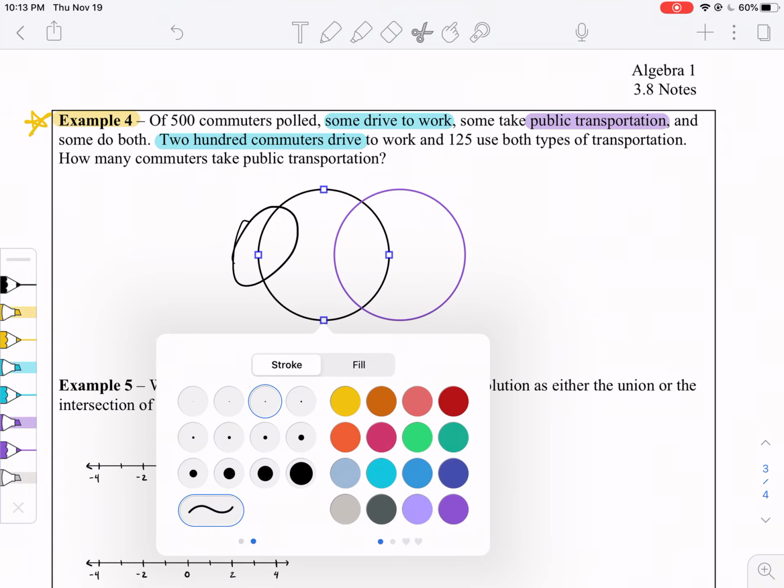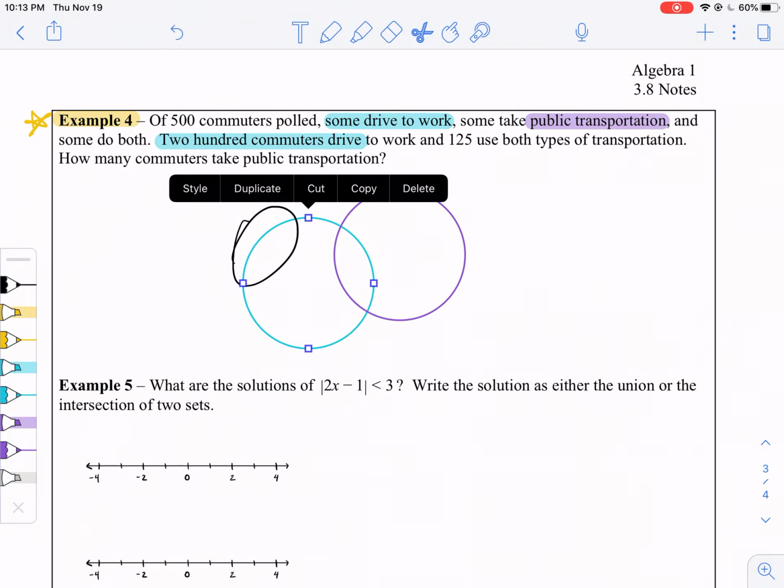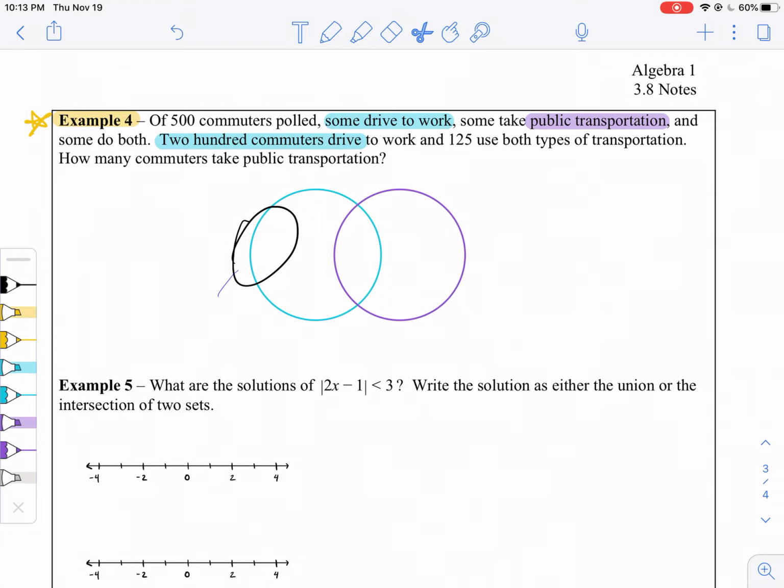So what we're going to do here is not move this. Okay. The drivers. How many drivers do we have? 200 people drive to work. So this whole circle is 200 people. But don't write it like that. That's going to get real messy. So instead we're going to say this whole circle represents 200 people.